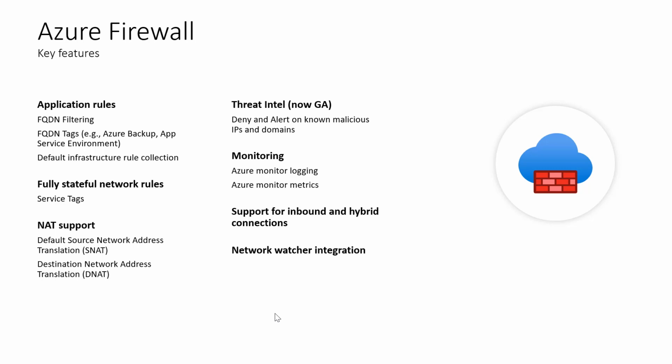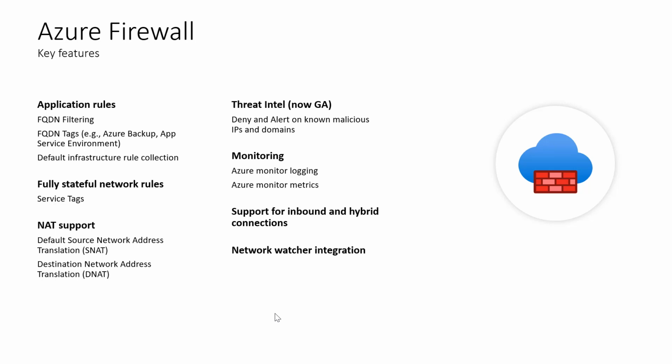There are service tags available in the firewall as well, for things like Windows updates. You don't want to block Windows Update while you are blocking the internet for that machine. You can have NAT for both sides. You can do source NAT and you can do destination NAT as well.